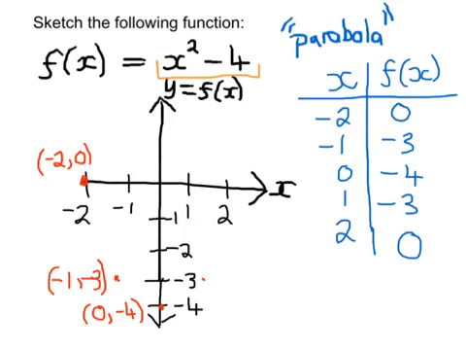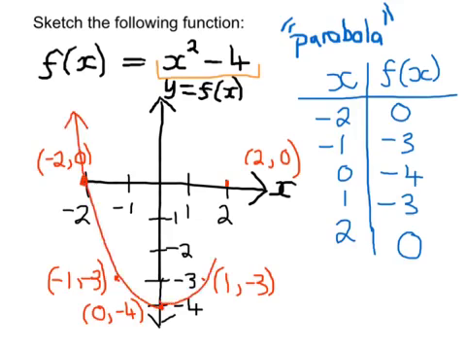At 1, we've got -3. At 2, we've got 0 again. So there we've got 2 and 0. And just a very rough sketch, but hopefully you can sort of see the shape of this particular function, and that it's parabolic. It's got that smiley face.